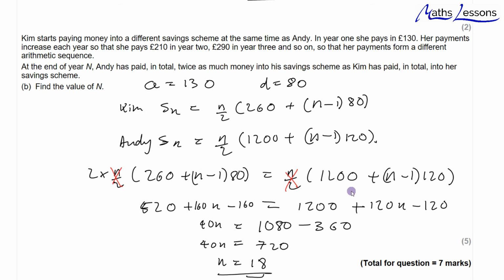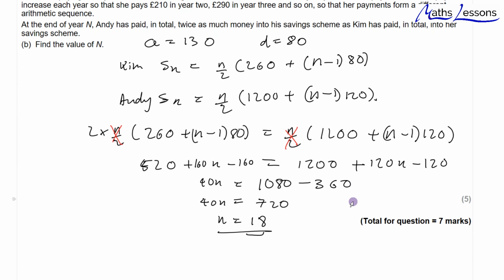So n equals 20. So key things to do here: write out your formulas for the two sums. You'd have got marks just for putting numbers into the formula, so it's worth learning the formula. Then make one equal to double the other, like it told you, and then you just do the algebra.